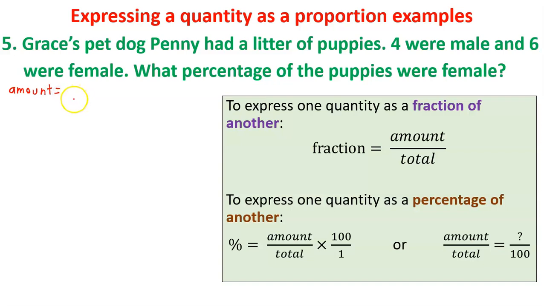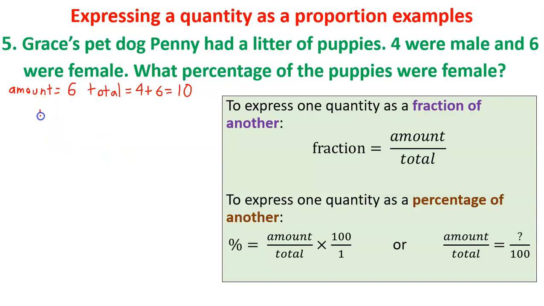And what is the total? Now the amount is, we want to find out the percentage of female puppies. And there were 6 female puppies. So we've worked that out as our amount. The total, now it hasn't been given to us in this question. We actually need to work it out. So we've been told that there are 4 male and 6 female. So that would mean that we actually have 4 plus 6. So my total is actually 10.